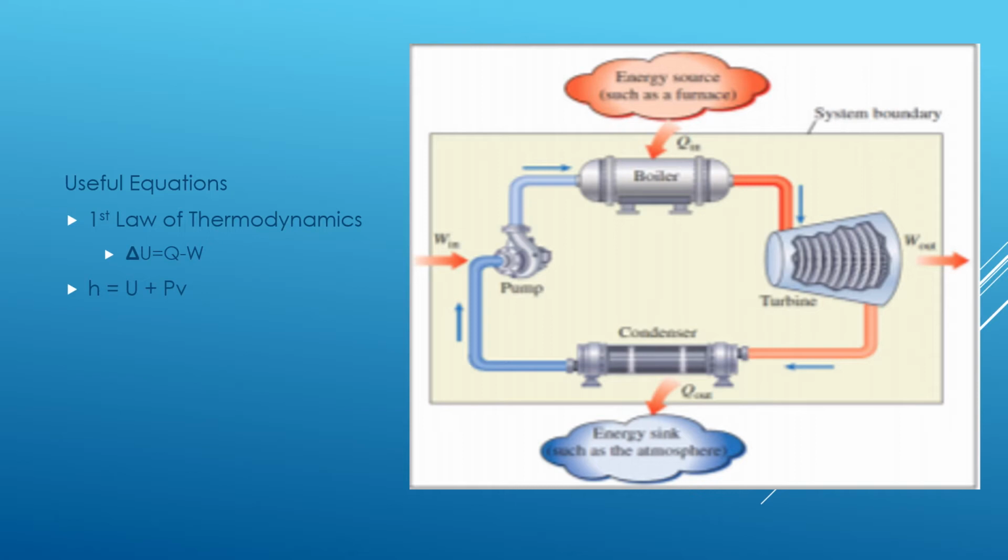The useful equations for this cycle start with the first law of thermodynamics, which is that the change in internal energy is equal to the heat that is put in or taken out, subtracted by the work that is put in or done by the system. Another equation we'll be using is that enthalpy is equal to the internal energy plus the pressure times the specific volume. The specific volume can also be calculated as 1 over rho, which is the density.